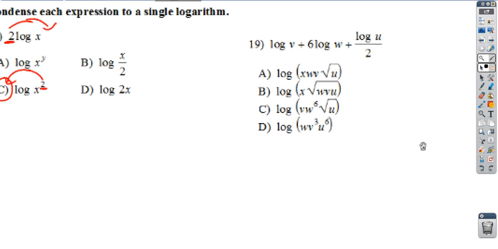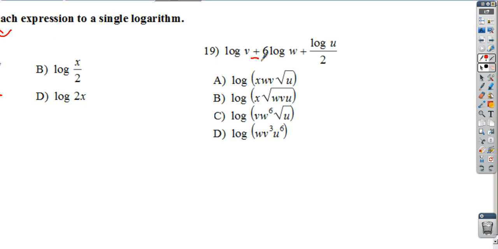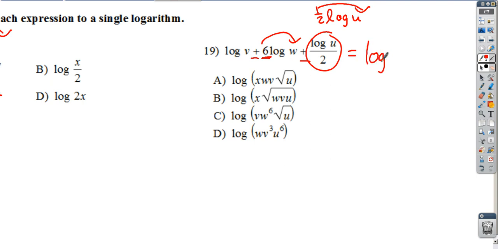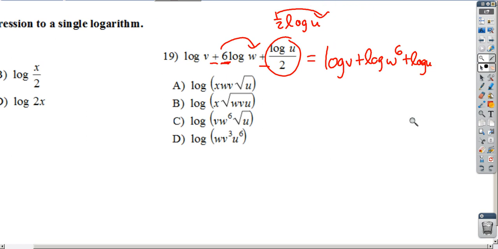Okay, here we have a bunch of logs being added together. So that means we must have multiplied. Before we put them back together by multiplying, let's put this 6 in front. And then this right here, that's the same as the log of u times a half. So we can take that half and put it in front also. So we have the log of v plus the log of w to the 6th plus the log of u to the 1/2 power, because basically dividing it by 2 is raising it to the 1/2 power.